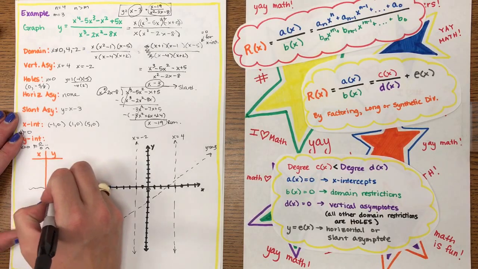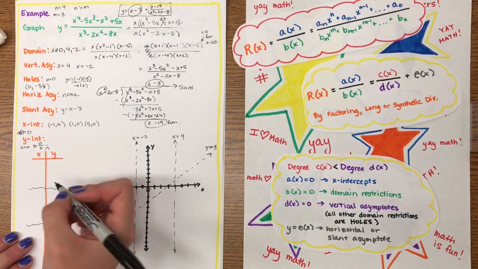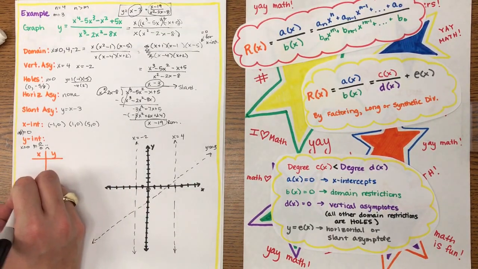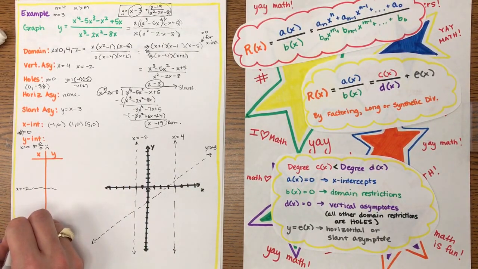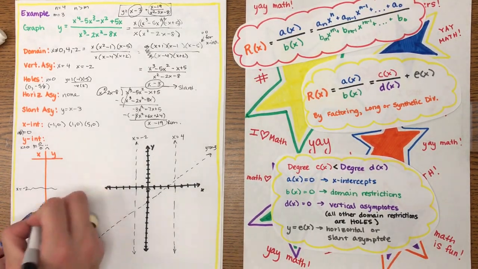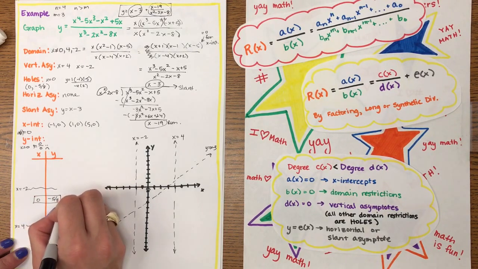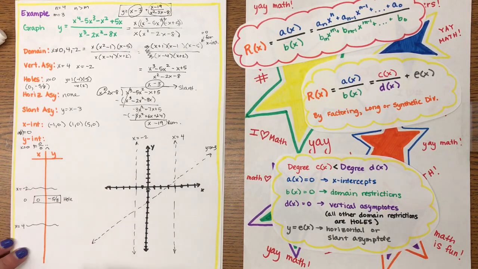Okay, so I've got my three regions of my graph here. X is equal to negative 2, and x is equal to 4. I know that I have the point (0, -5/8) that is a hole. You want to call out that you have a hole.